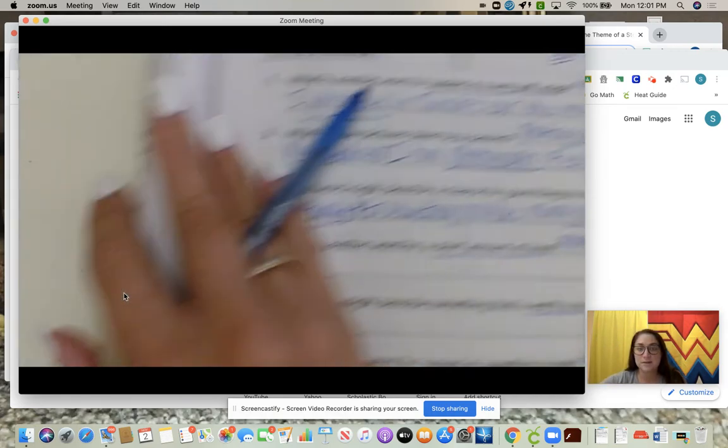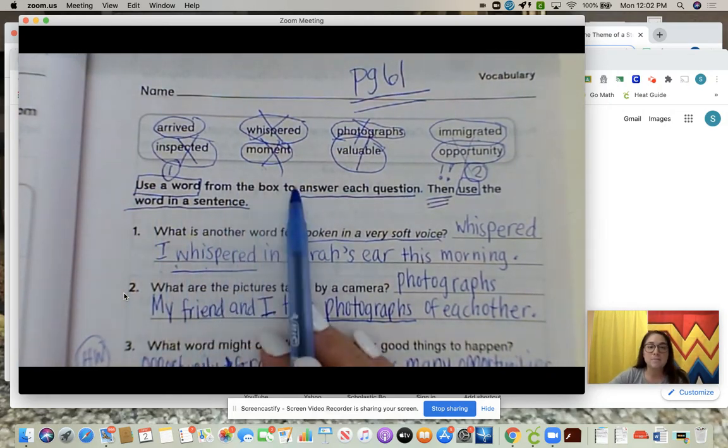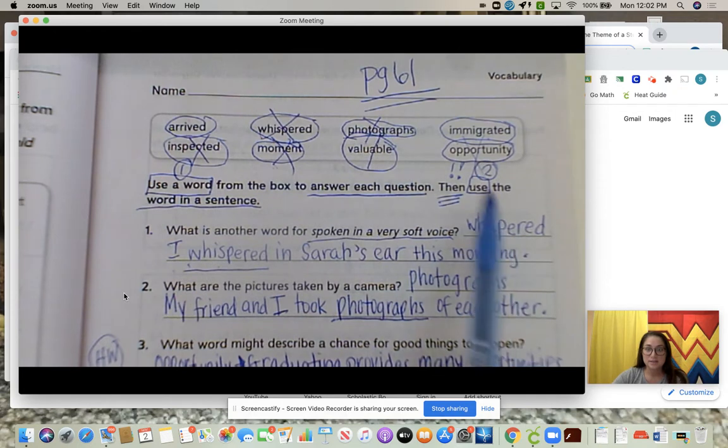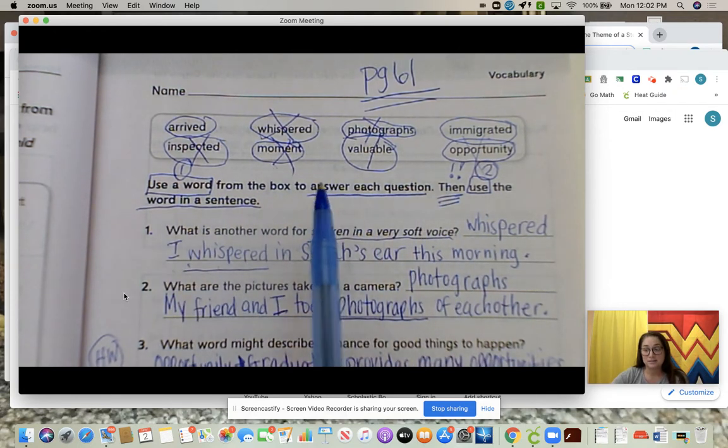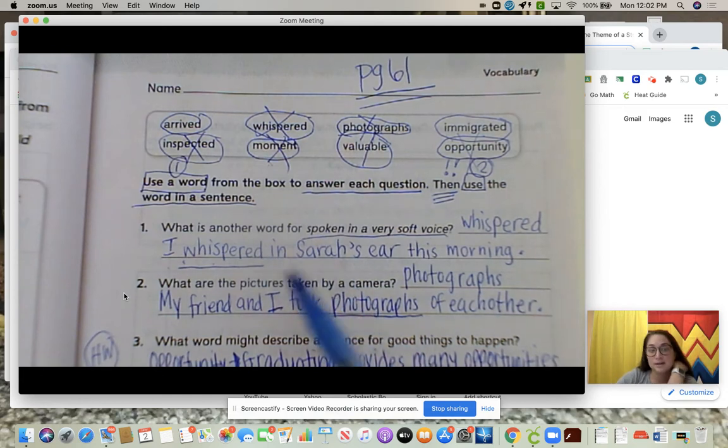So I'll explain it. So use a word from the box to answer each question, and then use the word in a sentence. A lot of students do not use a word in the sentence, and they only get half credit. All right, make sure you fill it in. We did the majority of it together.